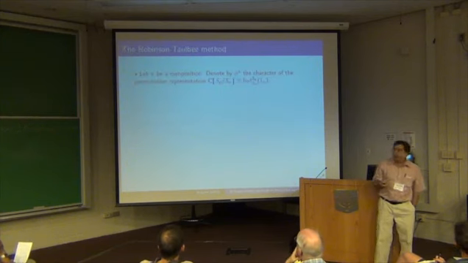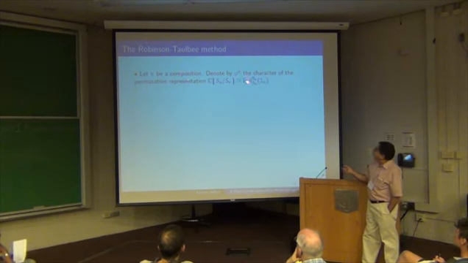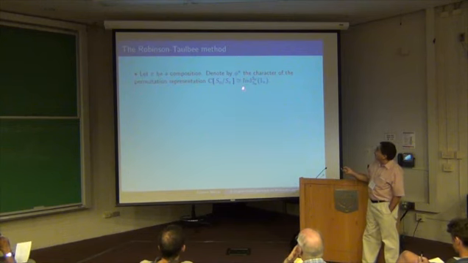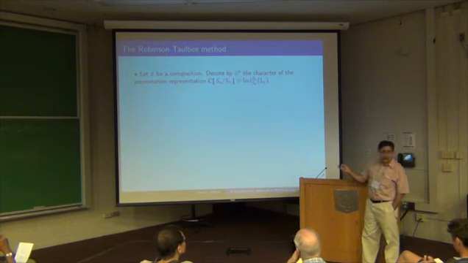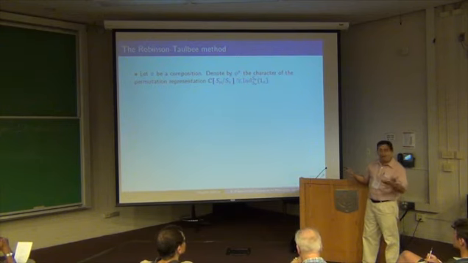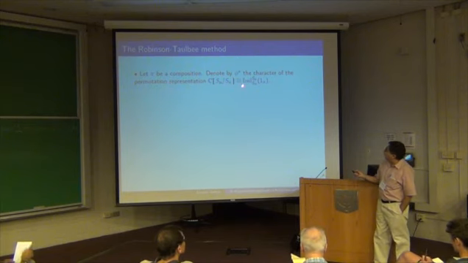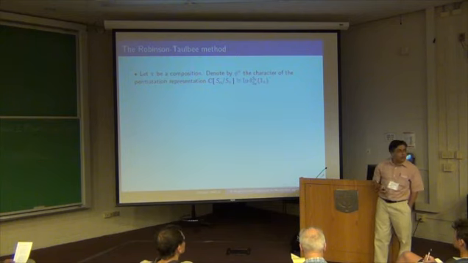Now, the Robinson-Taulbee method uses the following ingredient. Given a composition pi, let phi_pi denote the character of the permutation representation. This is the vector space generated by the left cosets of the Young subgroup S_pi associated to the composition. The symmetric group acts on left cosets, and this action extends linearly to the whole vector space. Alternatively, you can think of the representation induced from the trivial representation of S_pi to S_n.